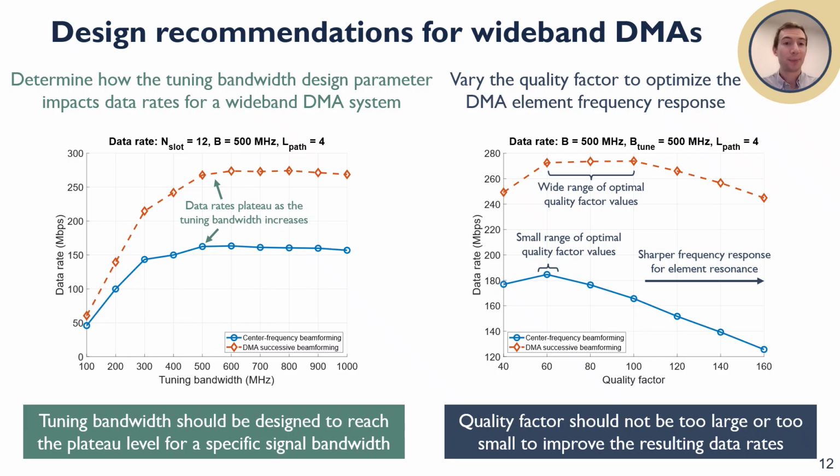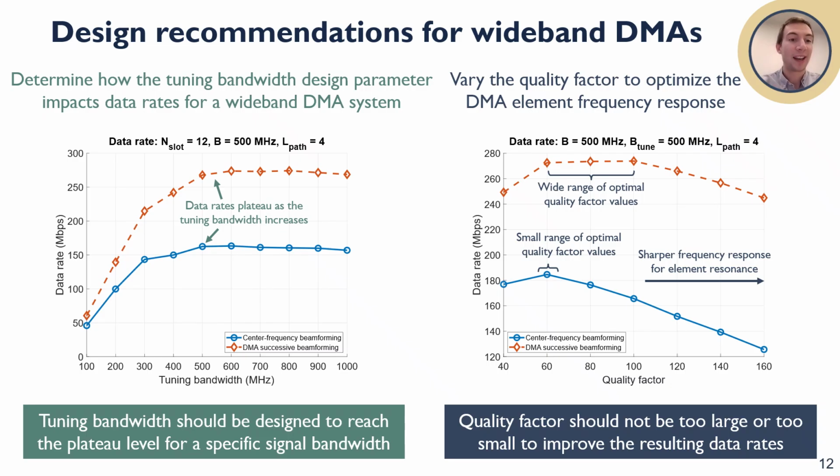Now, in addition to these results, we also wanted to present some design recommendations based on this work. First, we vary the tuning bandwidth and look at the data rate for a specific signal bandwidth to see how we should design the tuning bandwidth for a physical DMA in a wideband system. We find that as the tuning bandwidth increases, so does the data rate, and that makes sense. With a larger tuning bandwidth, we have more resonant frequencies, more frequency selective weights to play with, which will help us to work with the frequency selective channel and maximize the data rate.